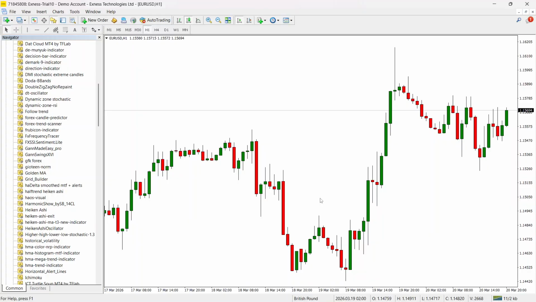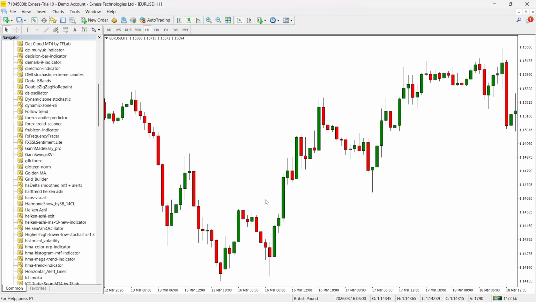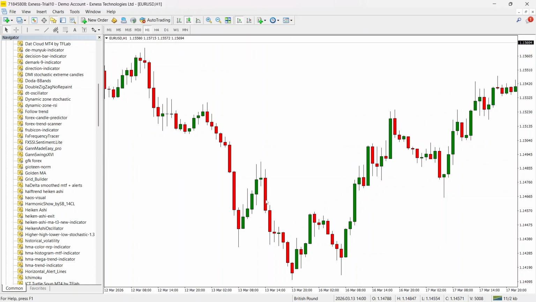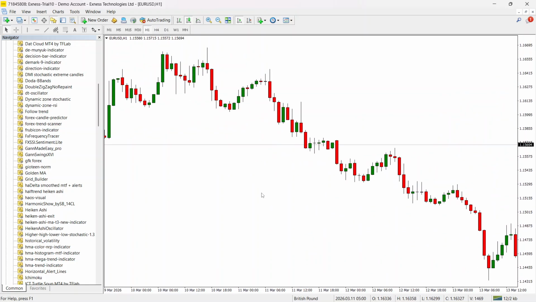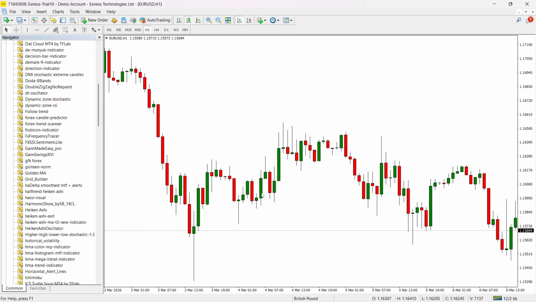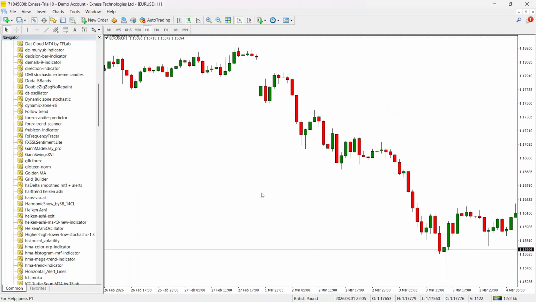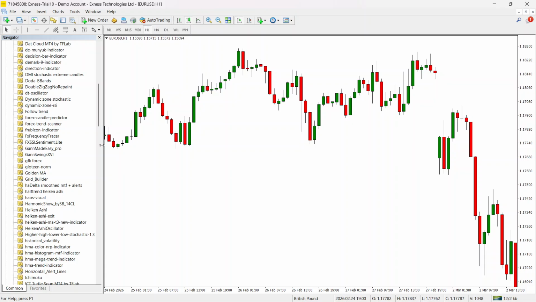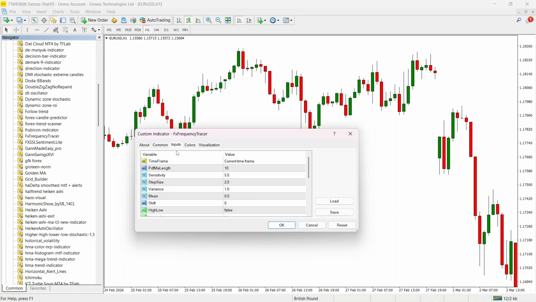On today's video, we'll be looking at the FX Frequency Tracer. It plots cycle and frequency based patterns on your chart so you can visually identify repeating market rhythms and use those rhythms to anticipate potential turning points in price. I'll load the indicator on the chart so you can see how it looks in real time.